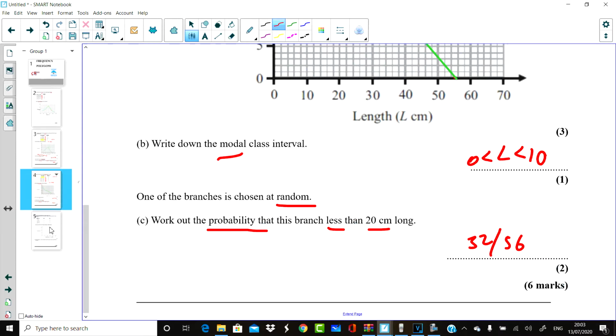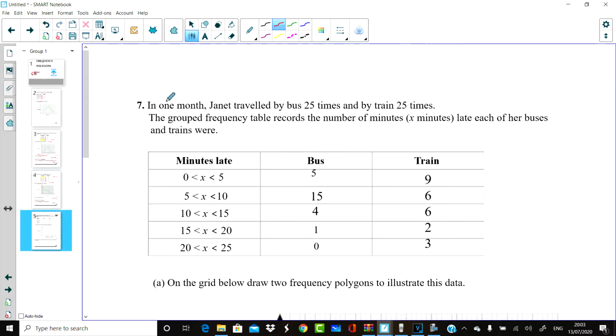And we'll have a look at the last type of question you might see in exam. So this one says, in a month, Janet traveled by bus 25 times and by train 25 times. The grouped frequency table records the number of minutes, X minutes late, each of her buses and trains were.